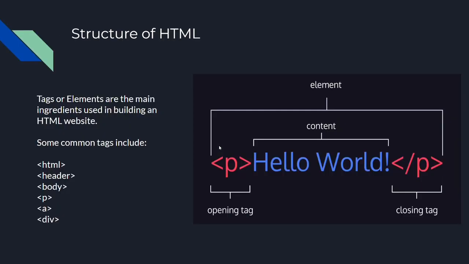Now let's look at how web pages are built in HTML. HTML pages are built using elements or tags. There are many tags in HTML used for doing different things. The tag shown here is the paragraph tag and is used to display a paragraph of text. This tag has an opening and closing tag enclosing the content. This might not be the case for every other tag, but we'll find out more as we move along.